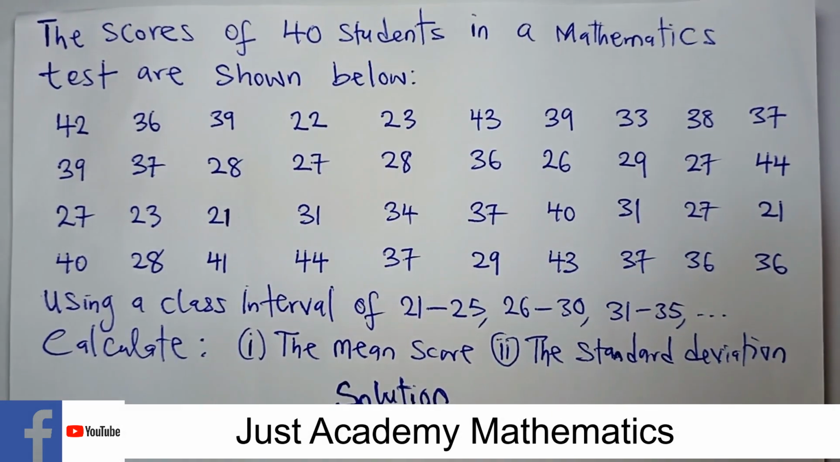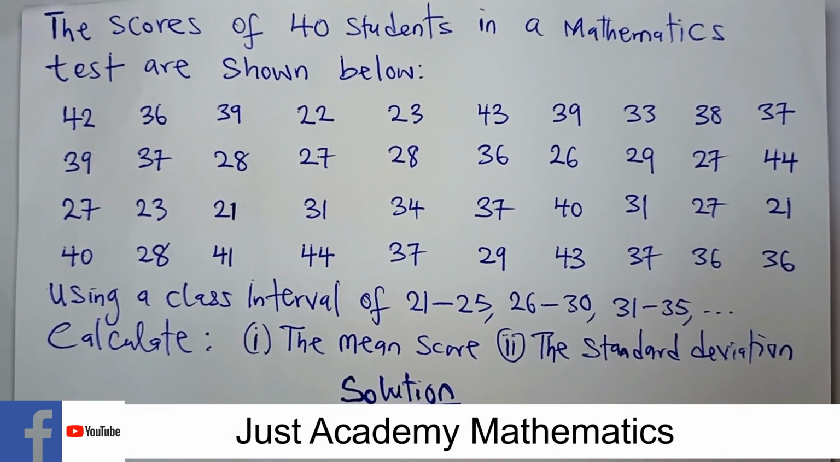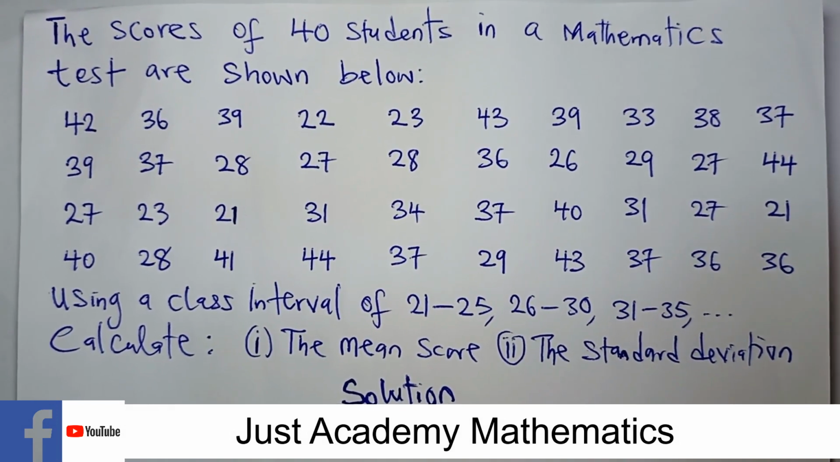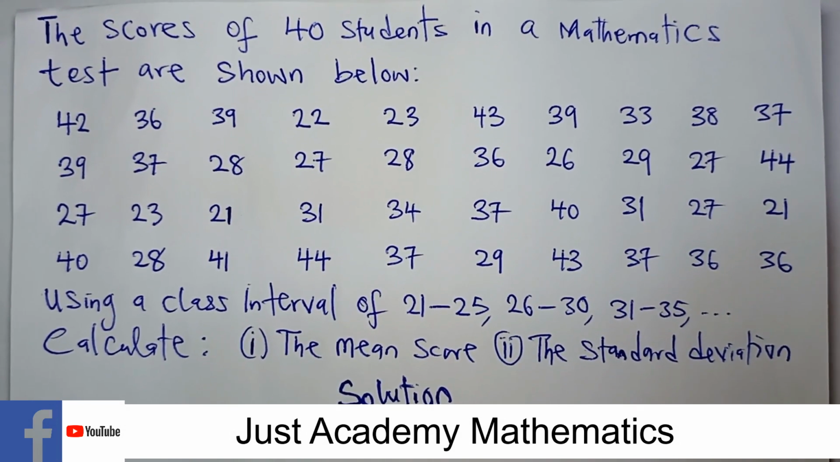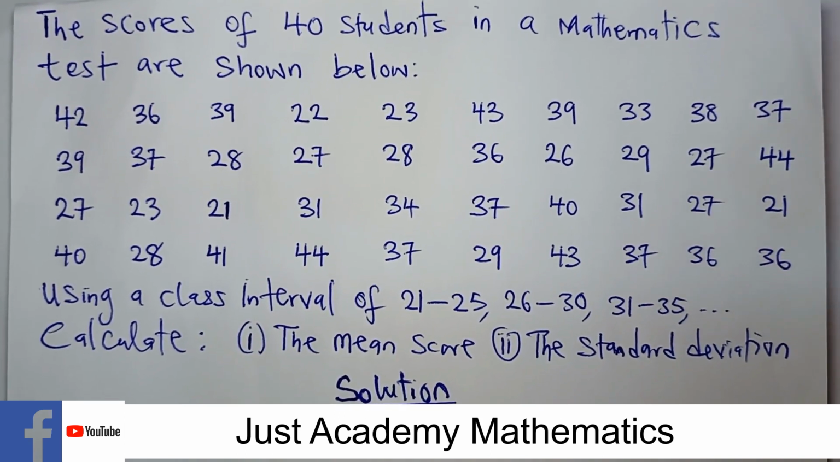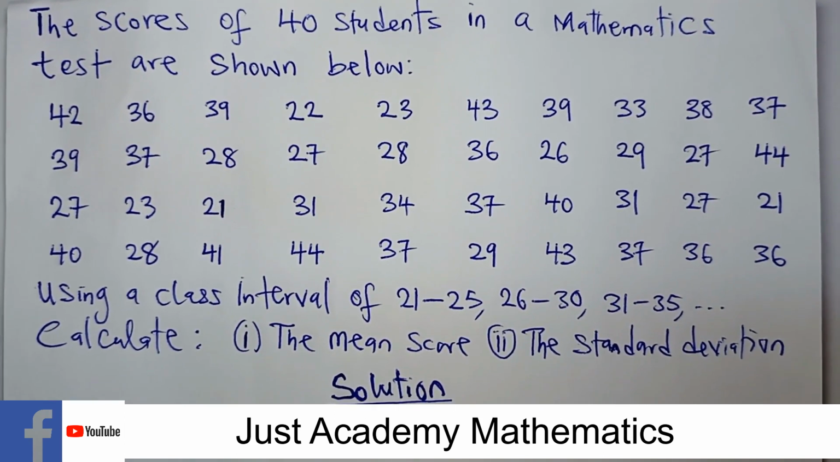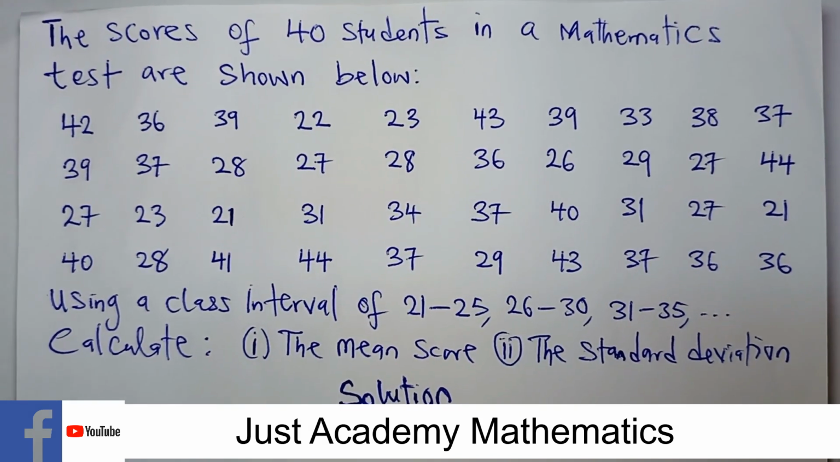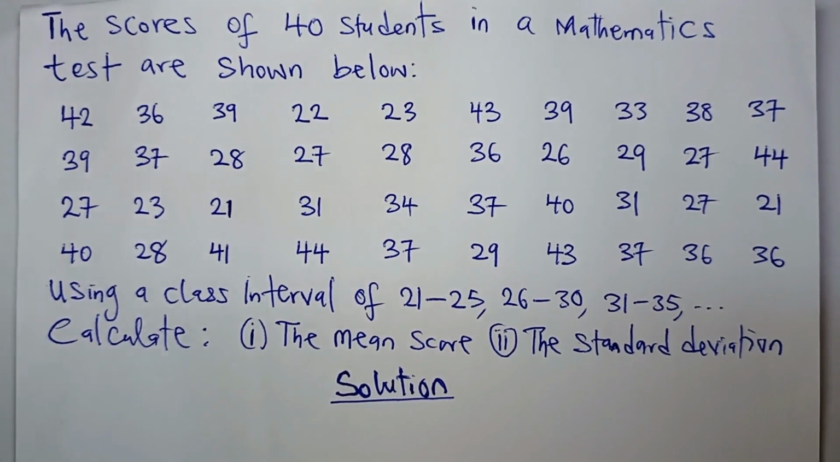They say using a class interval of 21 to 25, 26 to 30, 31 to 35, calculate the mean score and the standard deviation. Very simple question. So let me show you how to answer this question now.